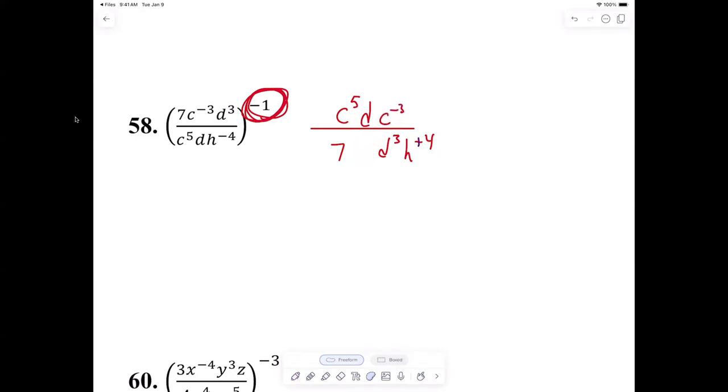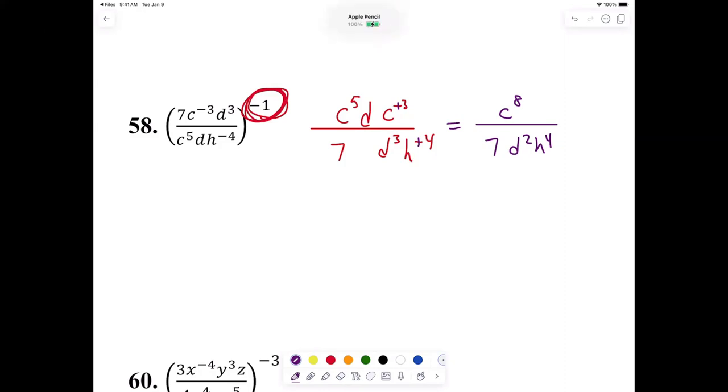This comes up here. So now it becomes a what? Positive. Do we agree with that? So how many C's are on the top? 8. There's a 7 on the bottom, right? How many D's on the top? 1. How many D's on the bottom? So that gives me how many? And then H to the 4th on the bottom. We agreeing with that? Anybody have an issue with that?